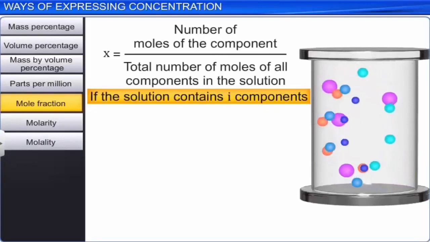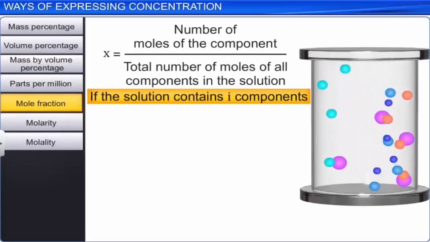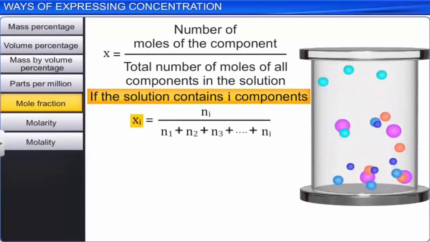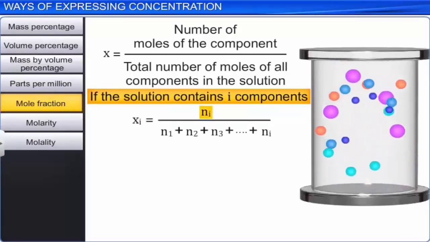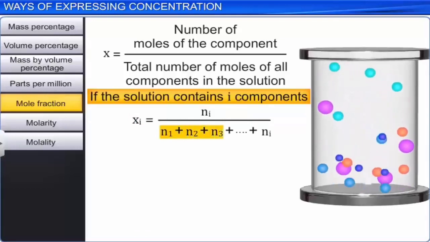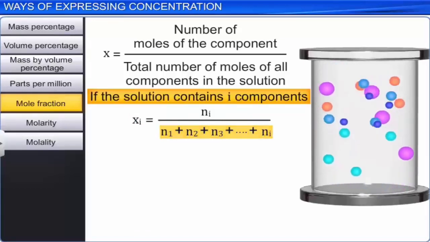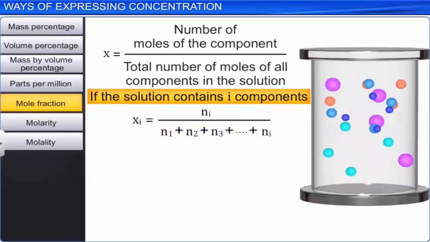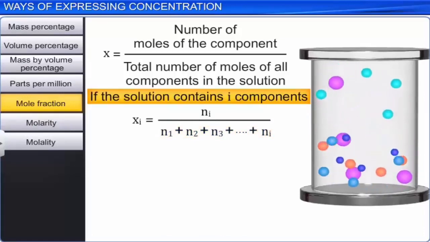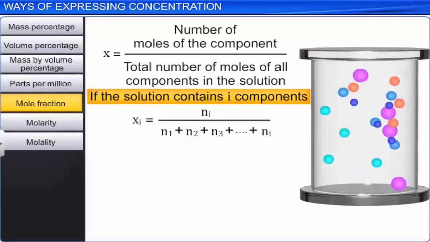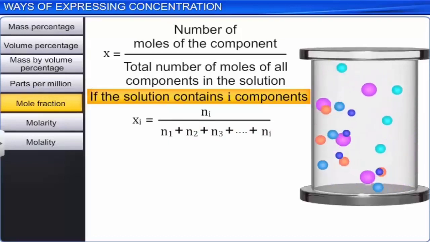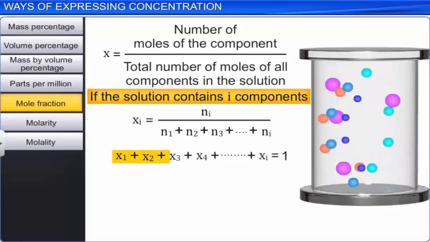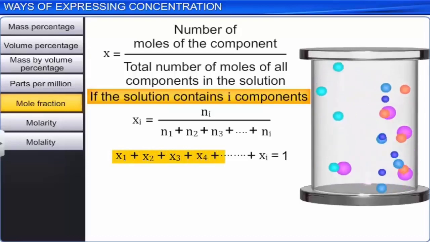In a solution containing i components, the mole fraction of the ith component, Xi, is expressed as Ni divided by N1 plus N2 plus N3 and so on. It is important to note that the sum of the mole fractions of all the components of a solution is always equal to 1. That is, in a solution of i components, X1 plus X2 plus X3 and so on till Xi is equal to 1.